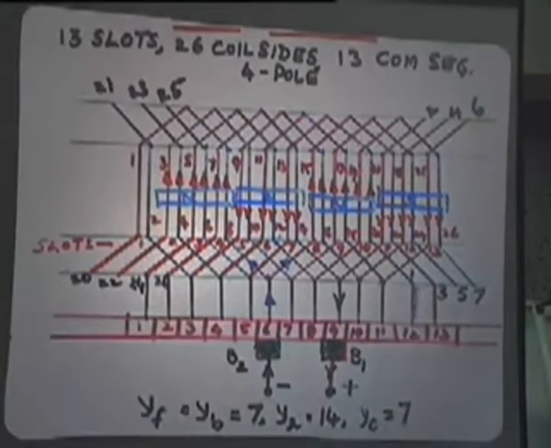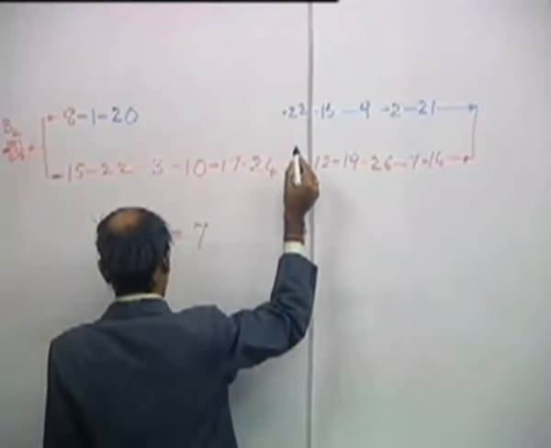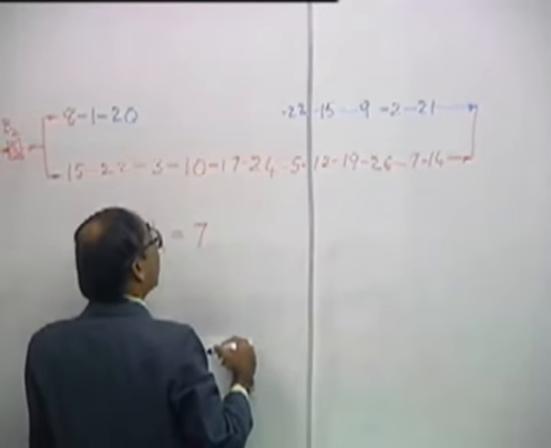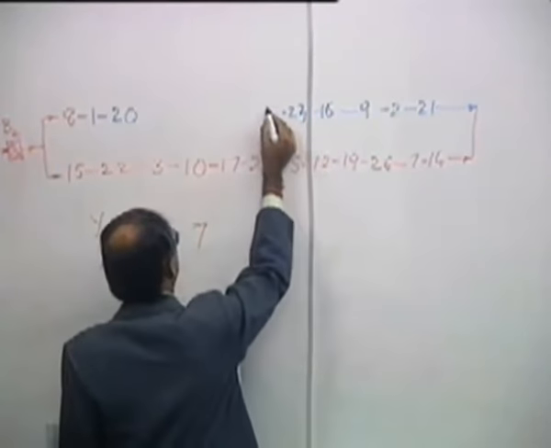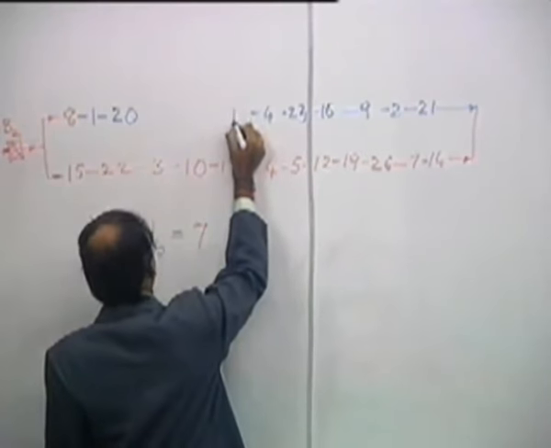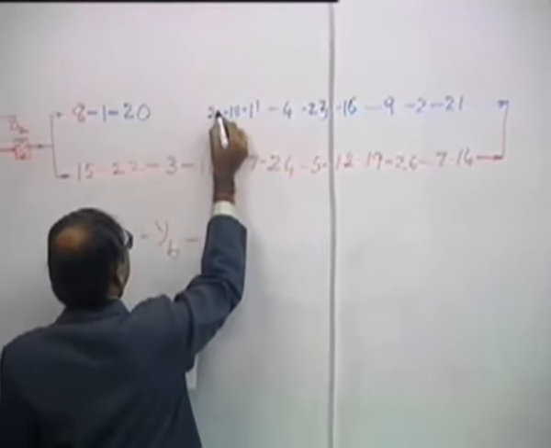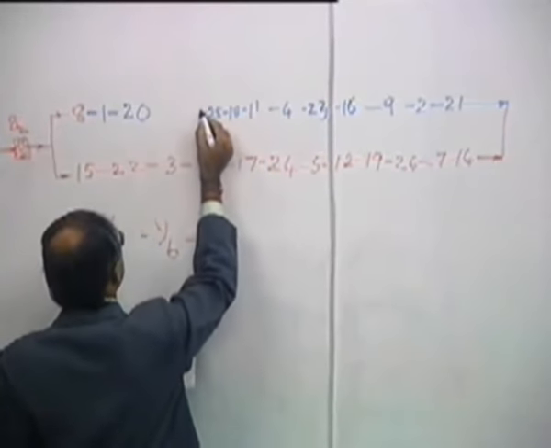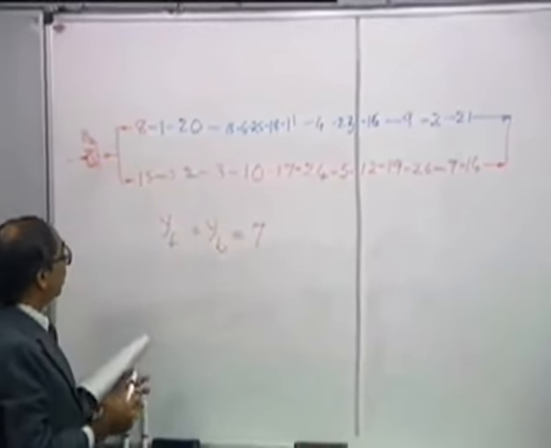So this 21 is connected to add 7, 9, then add 7 is 16, 23, then 4, then 11, then 18, then 25, then 6, 13 and 20. So that is how the two paths are traced.